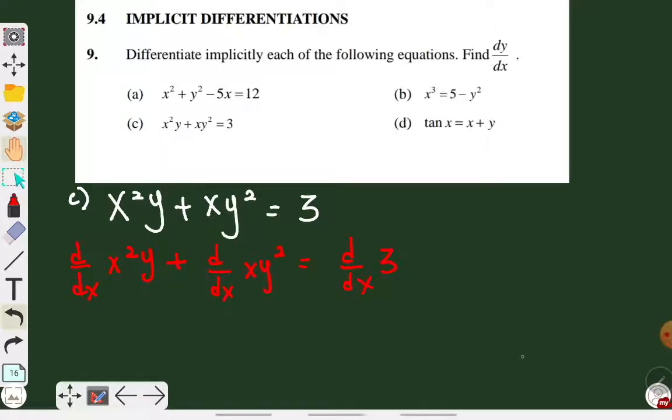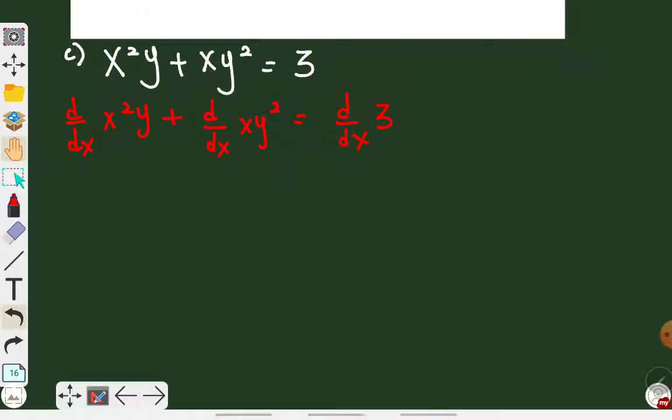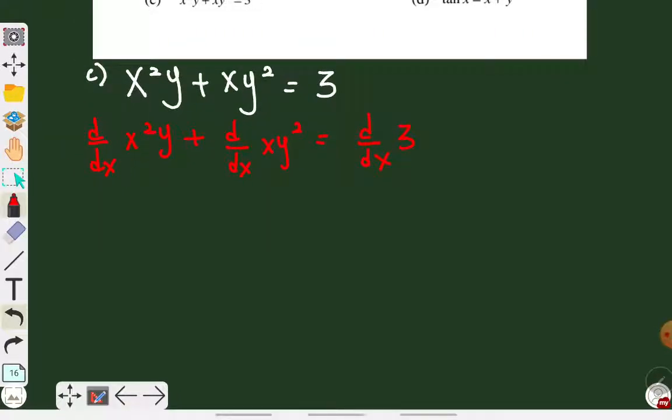How do we differentiate this part? You have to be very careful. It's not all about the power rule. Now we would like to use the product rule. Why the product rule? Because x squared is times y, so we know this is u times v. So you have to use u v prime plus v u prime.